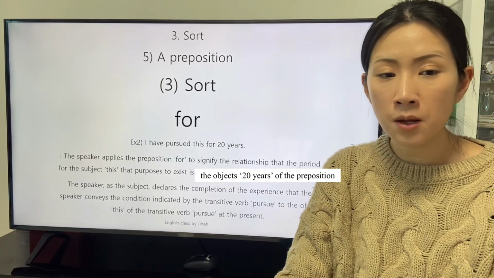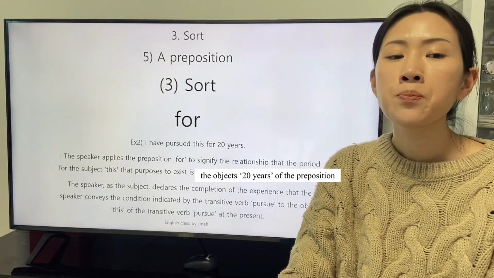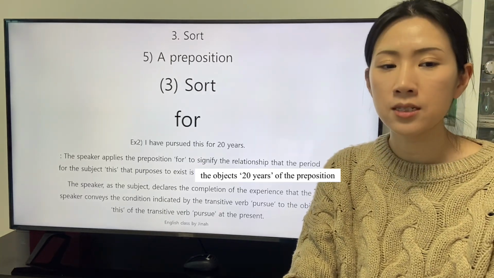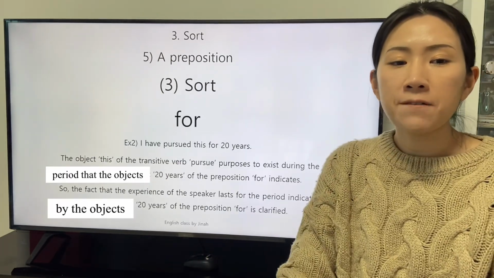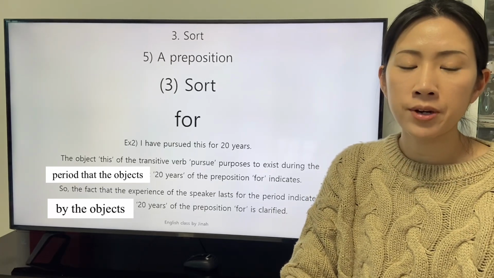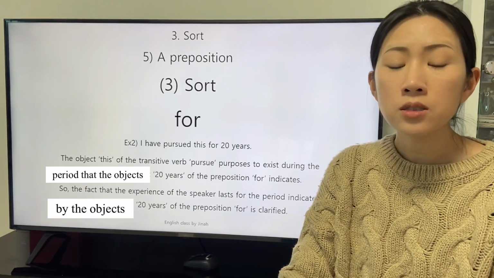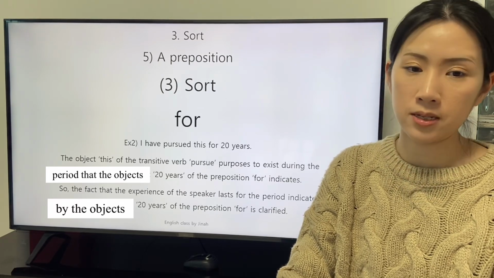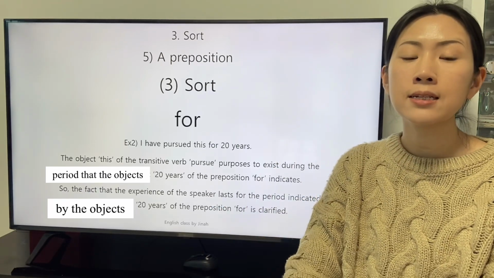The speaker, as the subject, declares the completion of the experience, and conveys the condition indicated by the transitive verb pursue to the object "this" of the transitive verb pursue at the present. The object "this" of the transitive verb pursue purposes to exist during the period that "20 years" of the preposition for indicates. So, the fact that the experience of the speaker lasts for the period indicated by "20 years" of the preposition for is clarified.